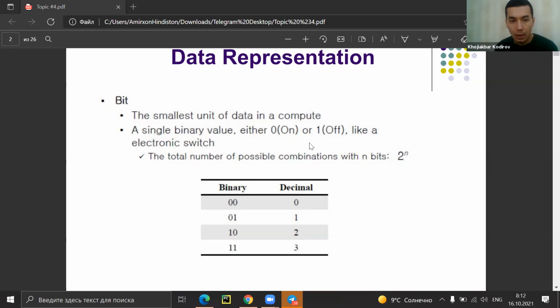A bit is a single binary value, either 0 or 1, like an electronic switch. So 1 bit, 2 bits, 3 bits are represented with zeros and ones.